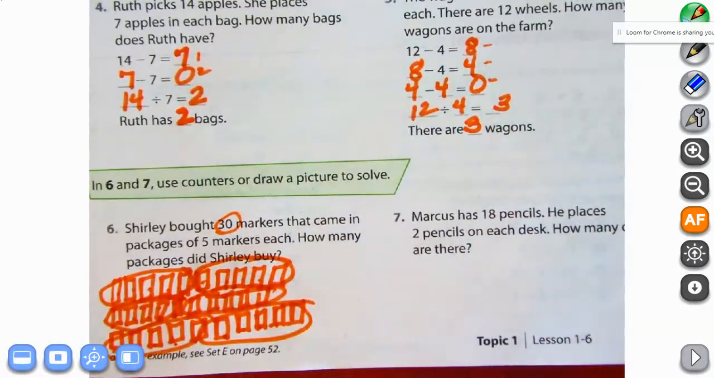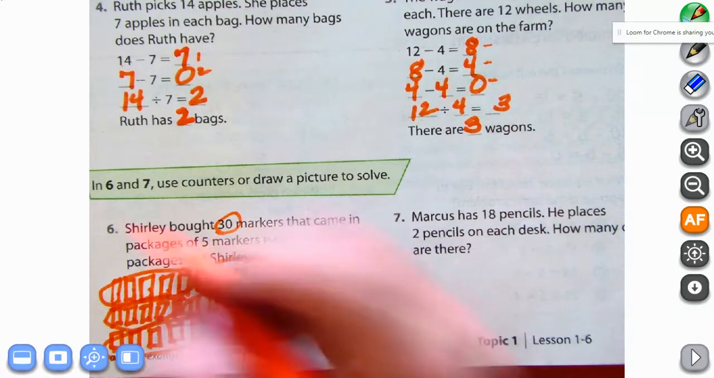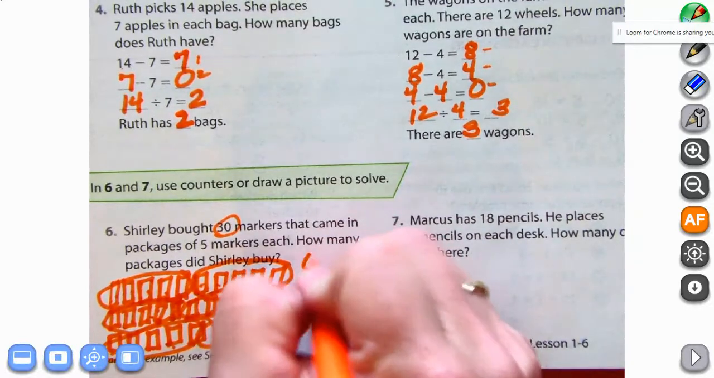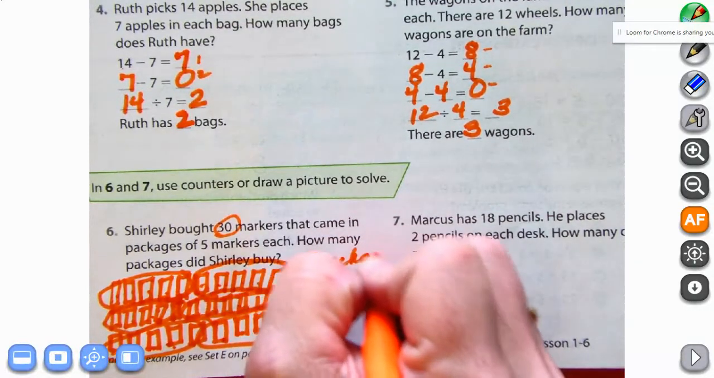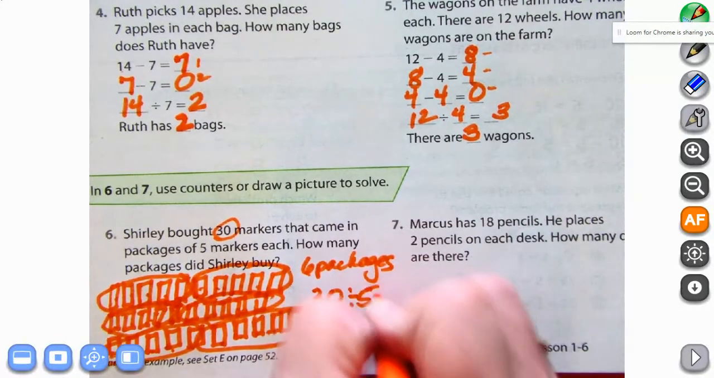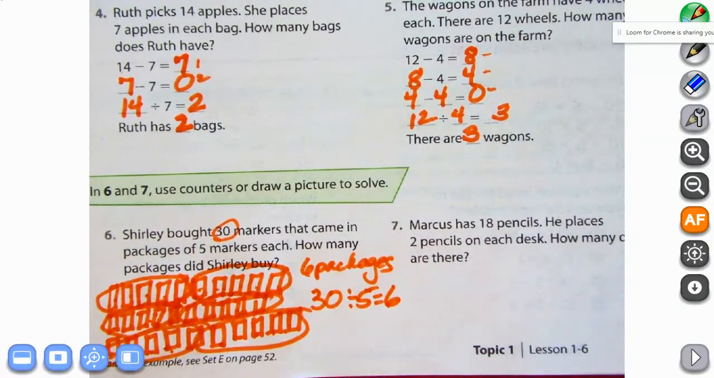So how many packages did she buy? 1, 2, 3, 4, 5, and 6. 6 packages of markers. 30 divided by groups of 5 equals 6. And 6 times 5 equals 30.